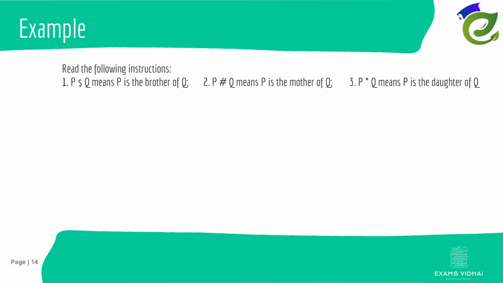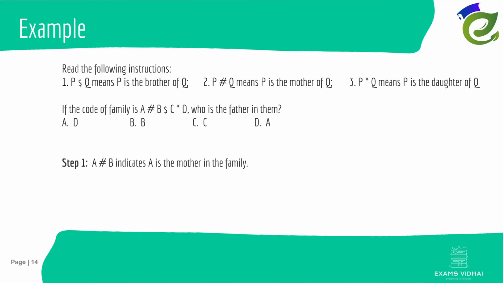Example. We will go through the instructions carefully. It shows various symbols and each symbol has a particular meaning. Question here says, if the code of a family is A hash B, B dollar sign C, C asterisk D, then who is the father in them? Again, we will be solving this question step by step.